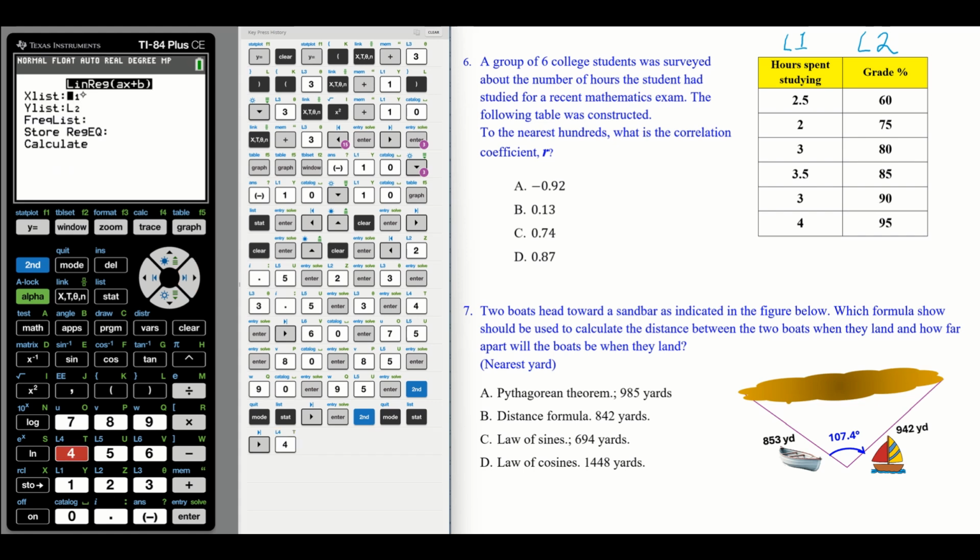Okay, we're already populated with L1 and L2. Remember, if you're not, let's say it's got something else in there, you're going to push second, go down to the actual numbers, and you'll see them in blue. Okay, so I'm going to put my L1 back. Now, let's arrow down. Remember, if it doesn't let you arrow down, then just push enter.